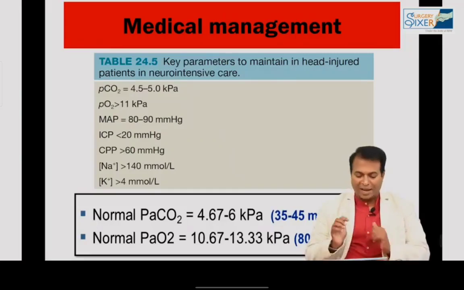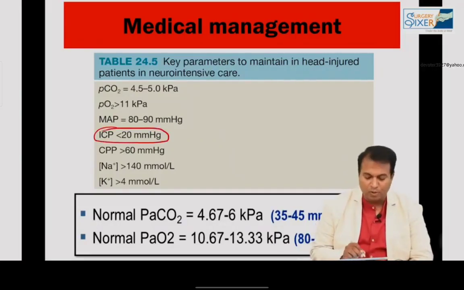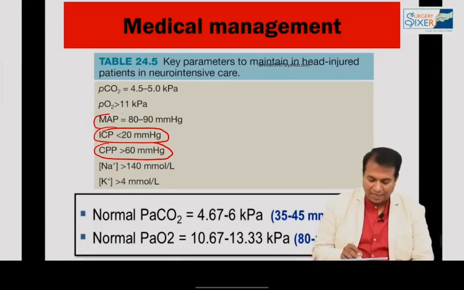And the ICU values, what are the ICU values I told you? Intracranial pressure should be less than 20, cerebral perfusion pressure should be more than 60, and mean arterial pressure should be 80 to 90.